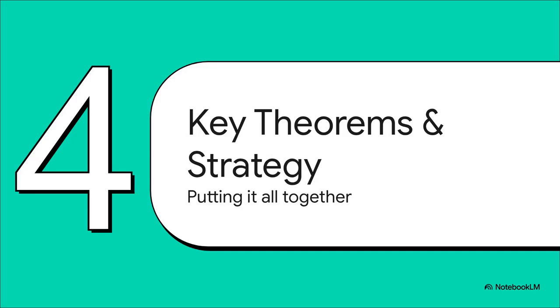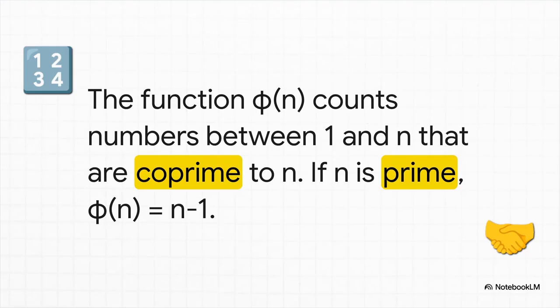So for our last section, we're going to look at some really powerful theorems that tie all of these ideas together. This is where you see the real problem-solving punch of number theory, especially when it comes to tackling the kinds of tough problems you might see on an exam. First, we need to get familiar with a tool called Euler's totient function. It looks like this, phi of n.